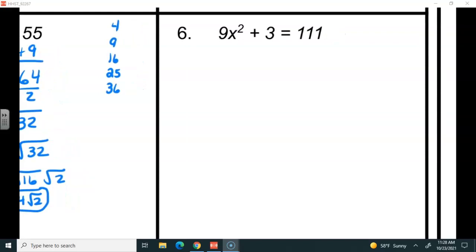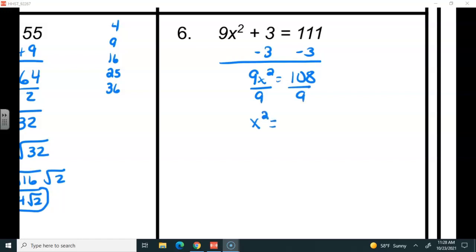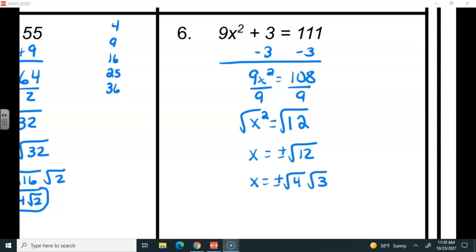Okay, so continuing on, we're going to subtract 3. 9x squared equals 108. Divide by 9. X squared equals 12. Square root both sides. x equals plus or minus the square root of 12. Again, we're going to use our perfect squares to break that down. 4 and 3. So our final answer is 2 square root of 3.